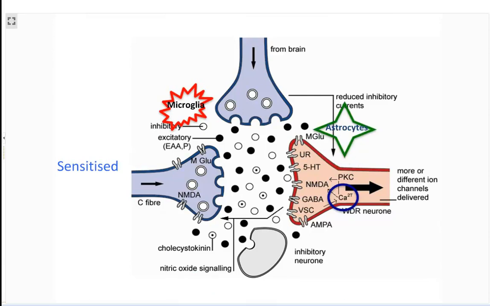Also, as well as the neuronal system, the immune system comes into play, and we get increased activity of microglia and astrocytes that will further influence this.